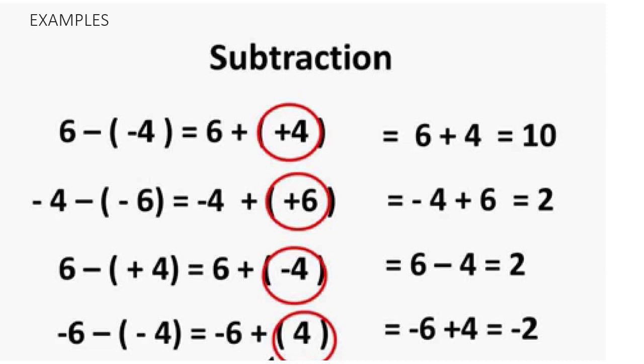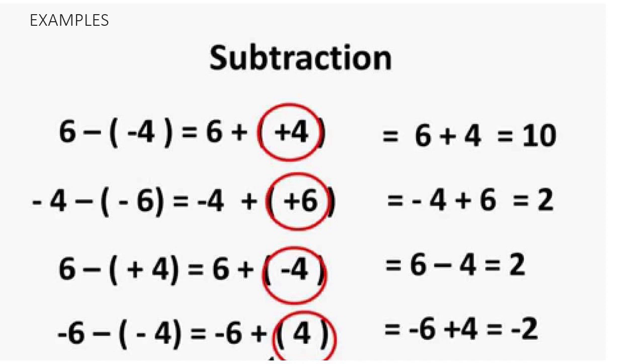Let's take some more examples of subtraction. 6 minus minus 4 means minus 4 is to be subtracted from 6. So what we'll do, the subtraction minus will be replaced by plus. And the second number, minus 4, will become plus 4. So 6 plus 4, which is 10.